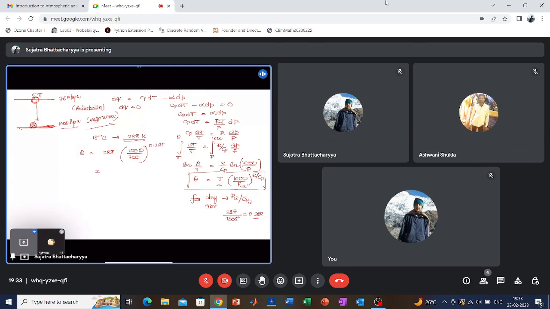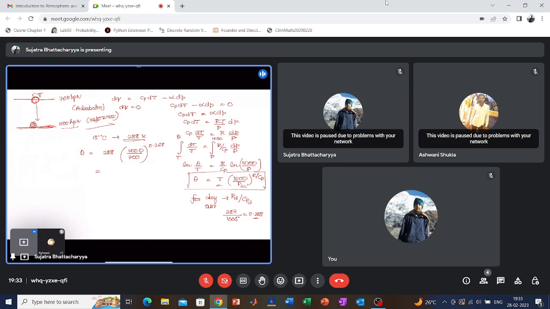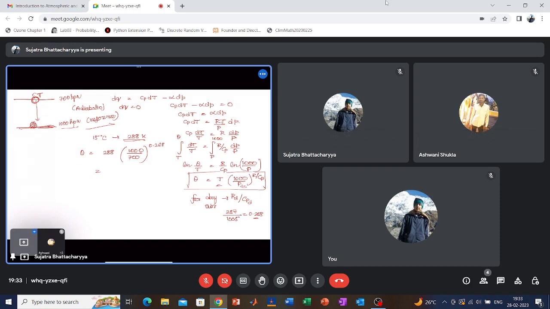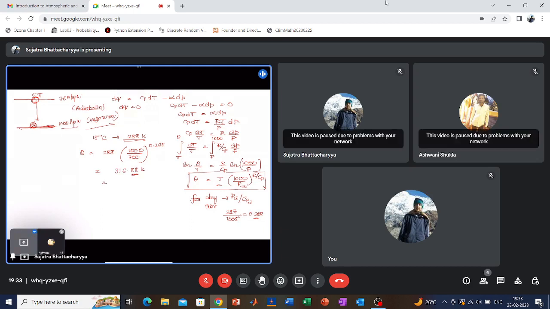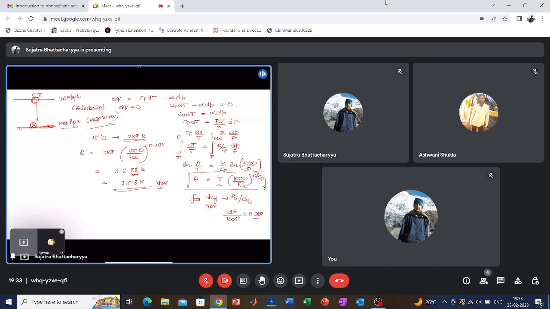Let us calculate how much it comes to. It will be (1000 by 700) to the power 0.268 into 288. So it comes out to be 316.8. Generally temperature is measured to one place of decimal, so 316.8 will be the correct answer. So this is the potential temperature.